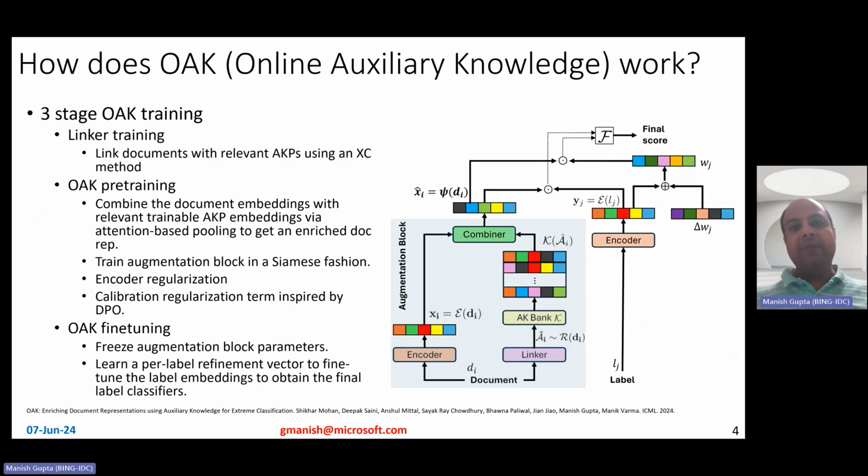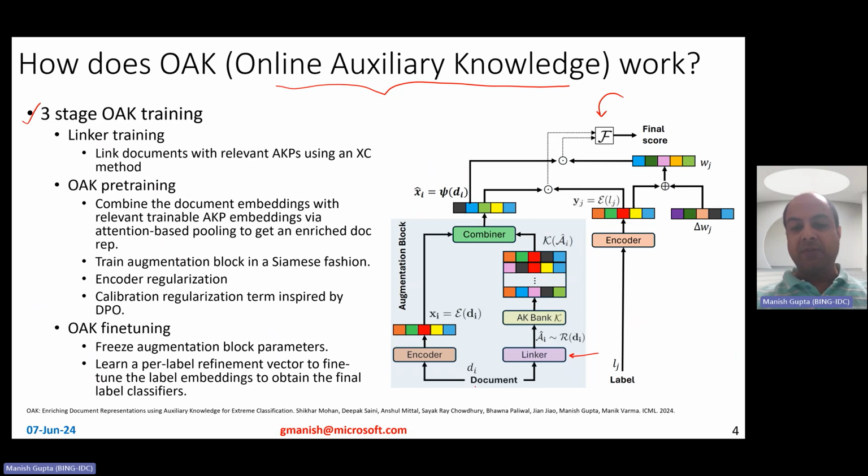So therefore, in this paper, we propose OAK. OAK is online auxiliary knowledge. And here is OAK's broad architecture. I'll go over it in the next few slides. OAK follows three-stage training. OAK basically contains several blocks that you see here. For example, here is the linker.